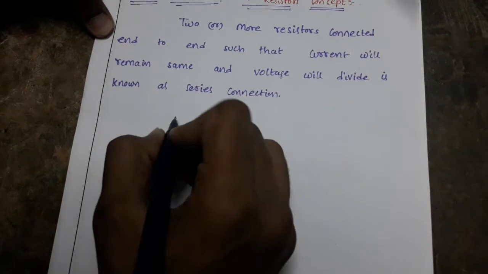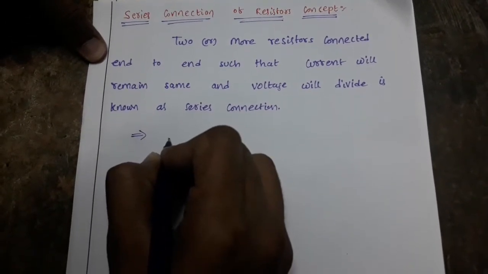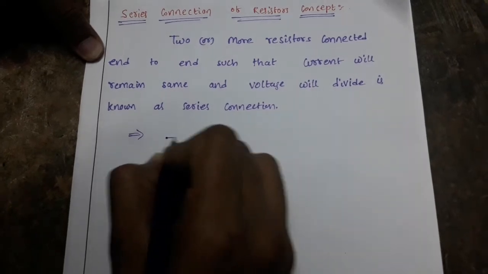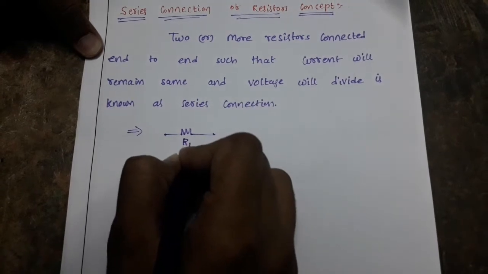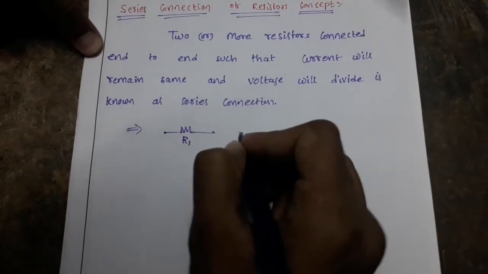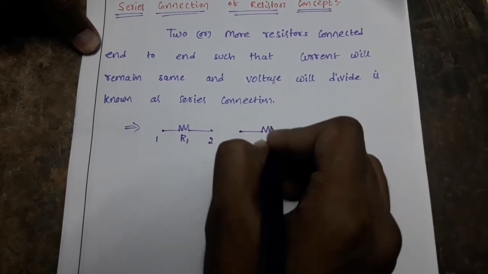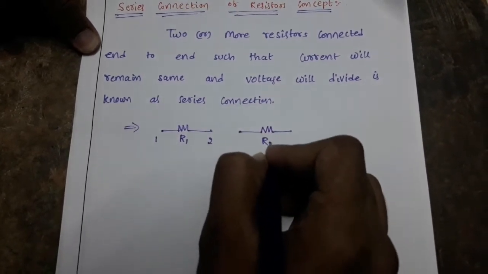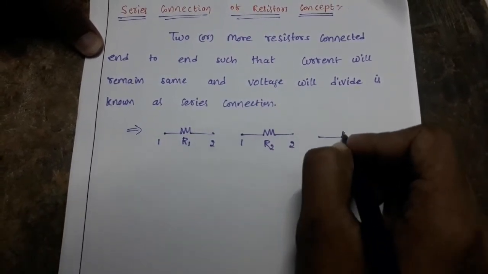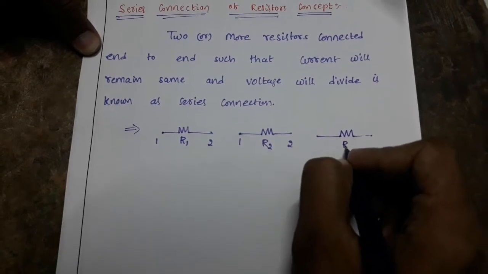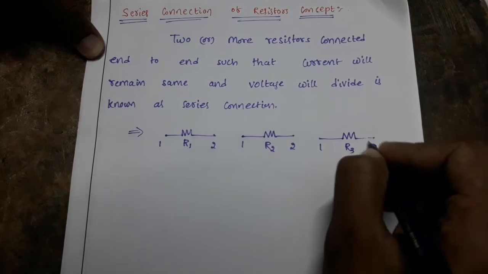For the series connection, I am taking three resistors. This is resistor 1, I am indicating as R1. This is terminal 1, this is terminal 2. This is resistor 2, I am indicating as R2. This is terminal 1 and terminal 2. This is resistor 3. This is terminal 1 and this is terminal 2.